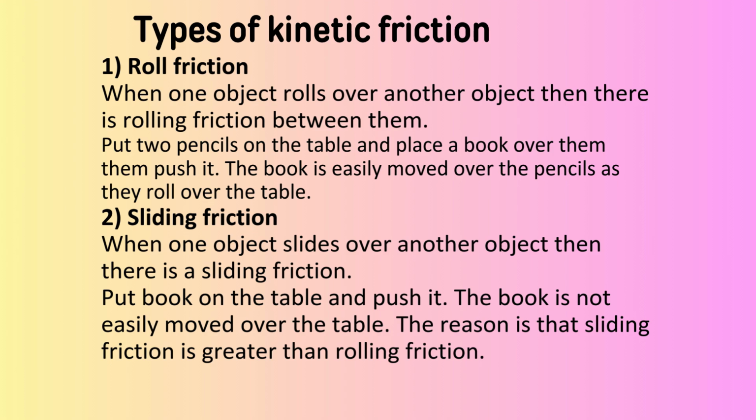Types of kinetic friction. 1. Rolling friction. When one object rolls over another object, then there is rolling friction between them. Put two pencils on the table and place a book over them, then push it. The book is easily moved over the pencils as they roll over the table. 2. Sliding friction. When one object slides over another object, then there is sliding friction. Put a book on the table and push it. The book is not easily moved over the table. The reason is that sliding friction is greater than rolling friction.